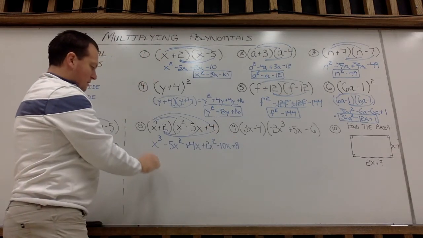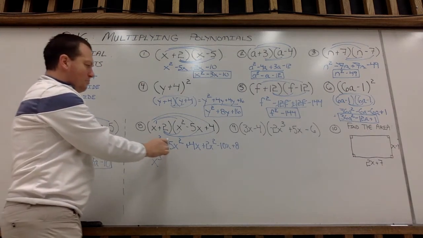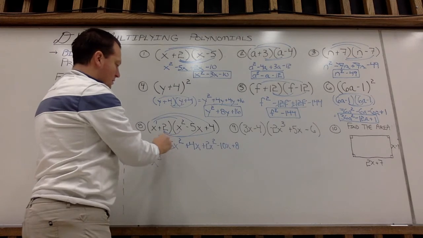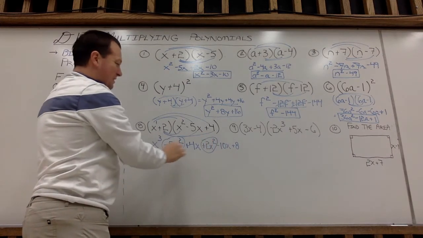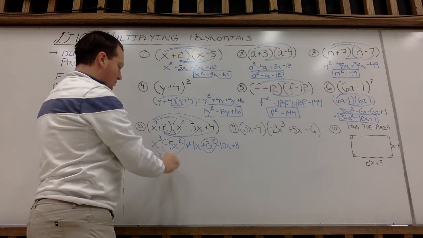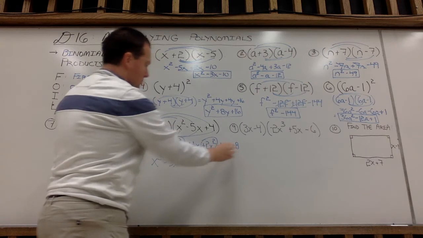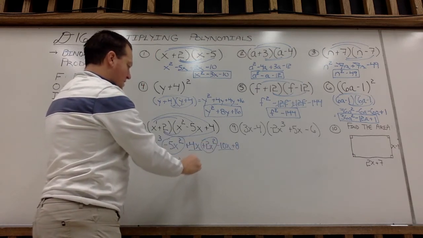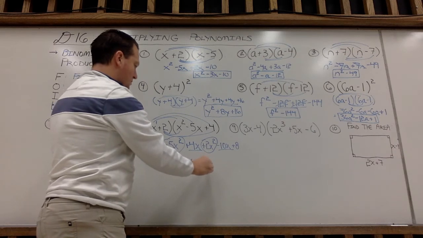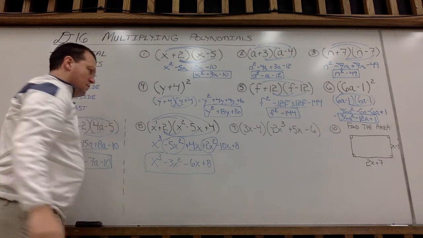All right, now it gets a little detail oriented. We got my x cubed, that's the only x to the third. And I have x squareds. Negative 5 and 2 gives me negative 3x squared. X's to the first. Positive 4 minus 10 is negative 6x plus 8. So there we have it.